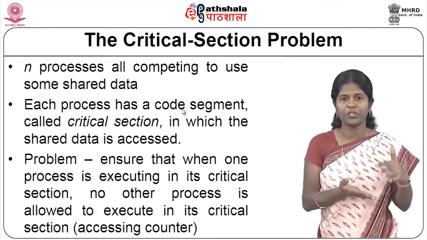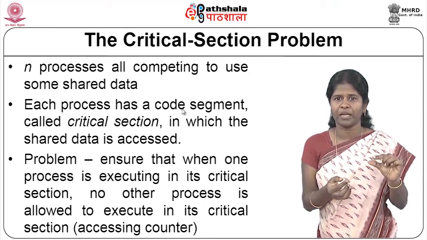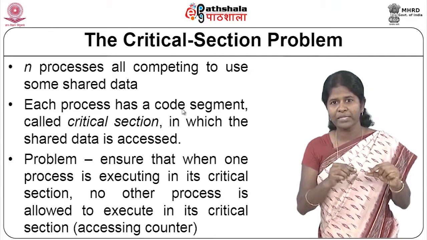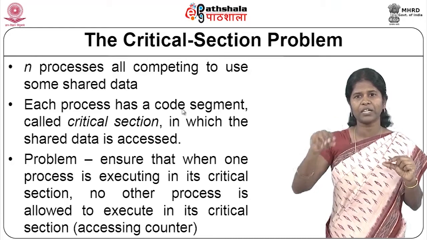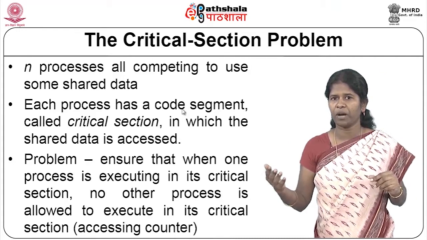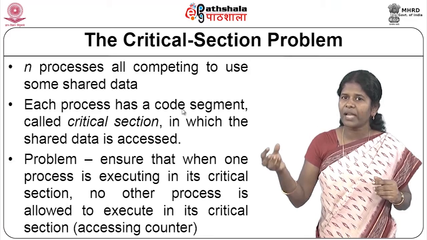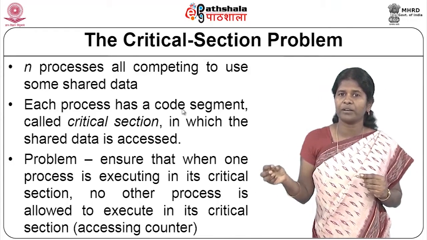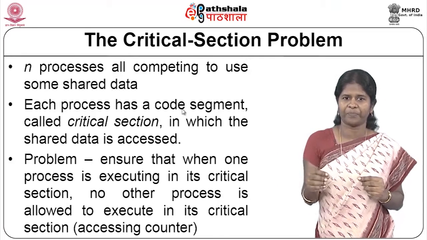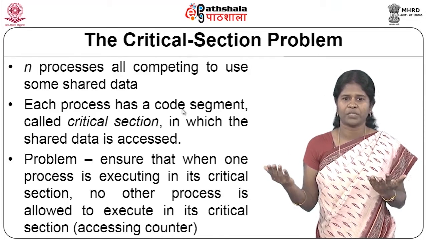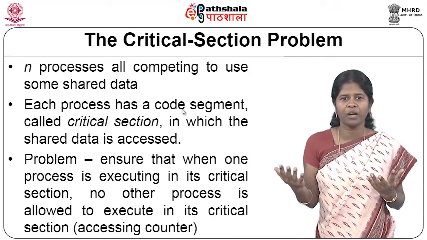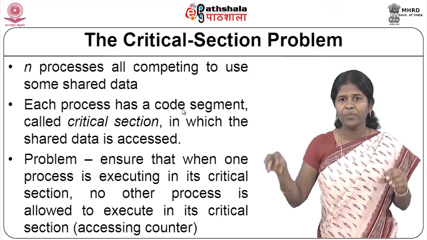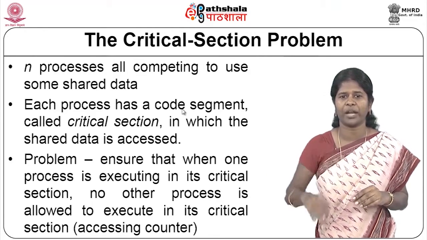For example, in the producer process you have counter plus plus. Incrementing the counter value is the critical section of code in the producer, because that is the place where the producer is accessing that common data. And for the consumer, counter minus minus is that critical section of code. Only in counter minus minus is the consumer trying to access the common shared data. So each process, the producer as well as the consumer, has got a code of their own called the critical section, in which they access that one common shared data.